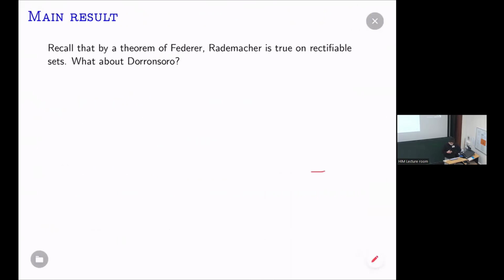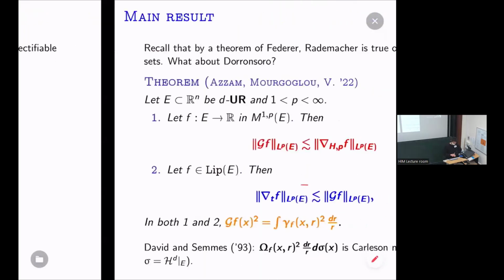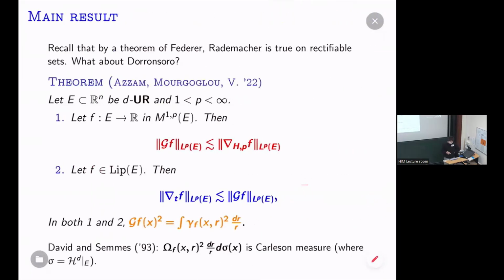Now, I mentioned in passing that Rademacher's theorem holds for functions defined on rectifiable sets. So it's natural to ask whether this quantitative version of Rademacher's theorem also holds on rectifiable sets. The main result I wanted to present, a joint work with Jonas and Mihalis, is that yes, it holds on uniformly rectifiable sets. So if E is a subset of R^n which is uniformly rectifiable, and we saw uniformly rectifiable sets many times, I just remind you that it is a quantitative version of rectifiability.